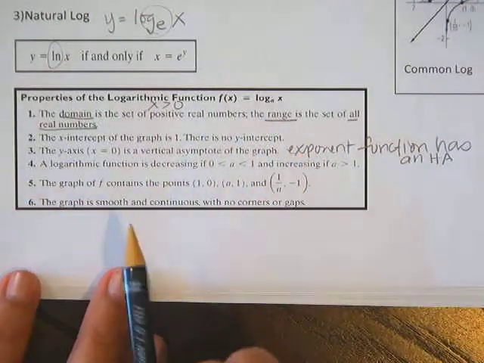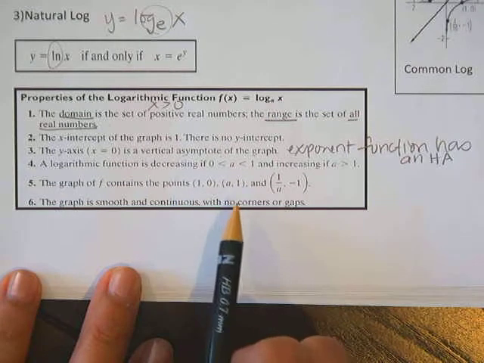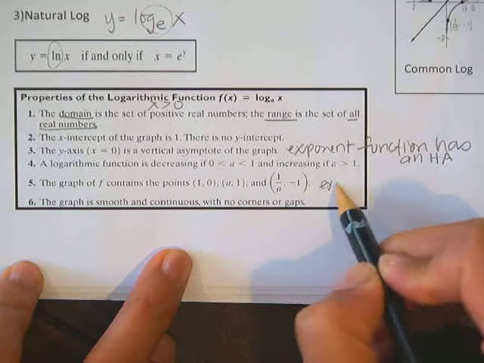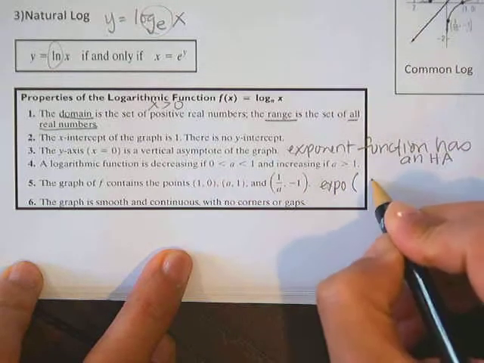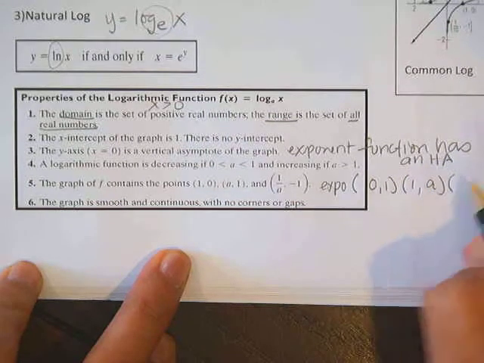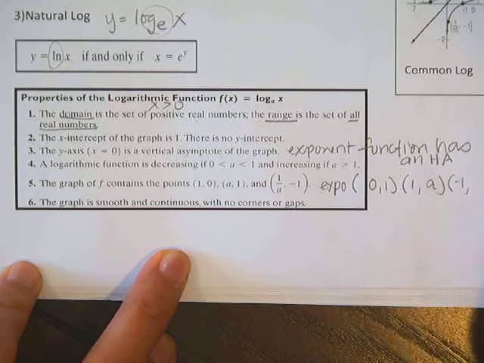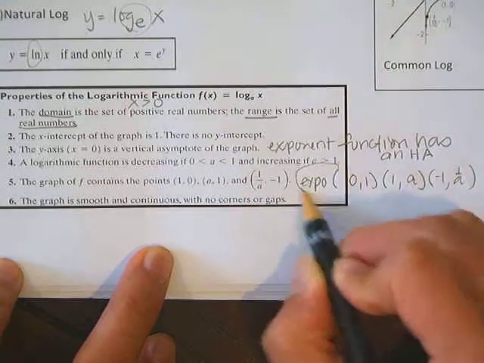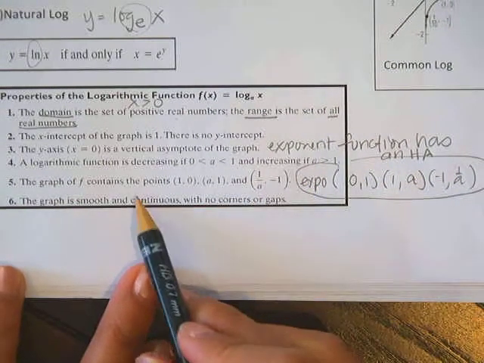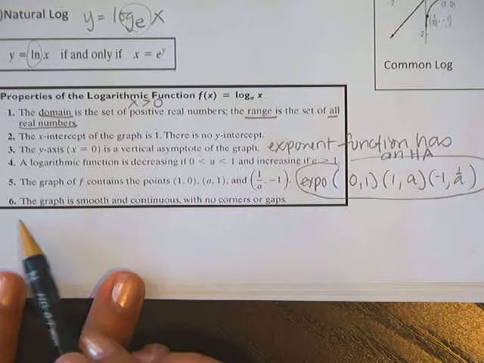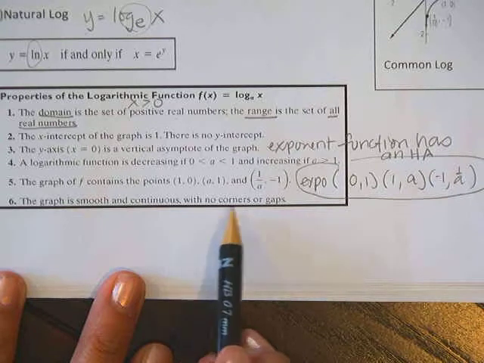The graph of f contains certain points. Remember, these points have to be switched from your exponential. For the exponential, when x is 0, y is 1. When x is 1, y is a. When x is negative 1, y is 1 over a. So when you have its inverse, it makes sense that all the x and y values are switched. The graph is smooth and continuous with no corners or gaps.